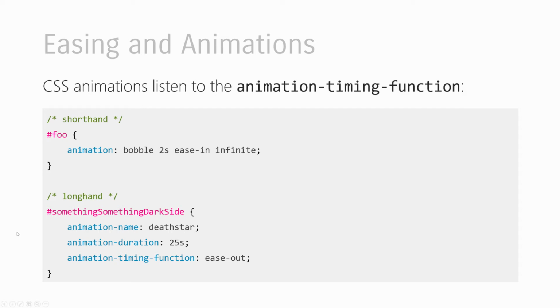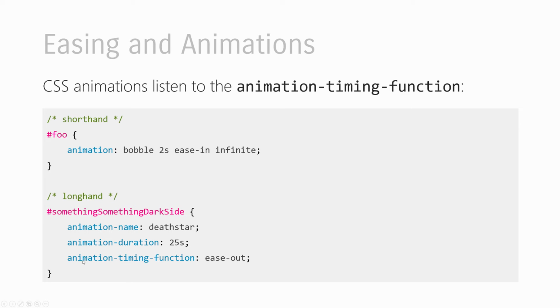In the shorthand approach, the easing function is specified just after the duration. As you can see here, I have the animation property and I have the animation name, the duration, and I'm using the ease in easing function to specify how this particular animation will change its various properties. And for the longhand version of it, you actually have an explicit property that defines what easing function you want to use.